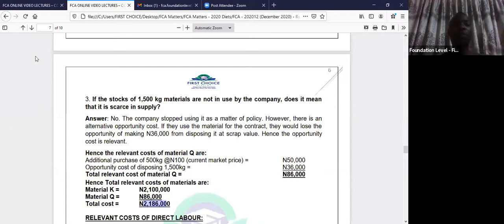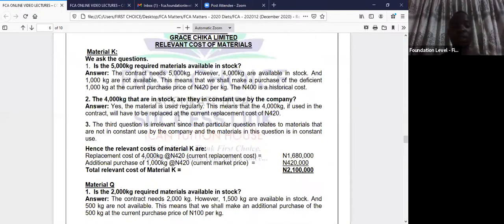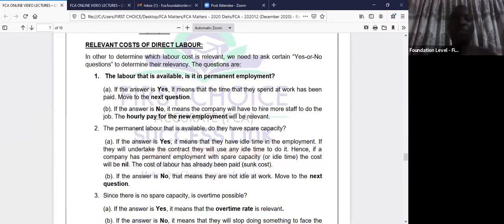We'll now move to relevant cost of labor. Now, another variable cost is labor cost. So material is a variable cost, labor is a variable item. Now, in order to determine labor costs that are variable, we need to ask 3 yes or no questions, just like we did for material. Now, what are these questions?